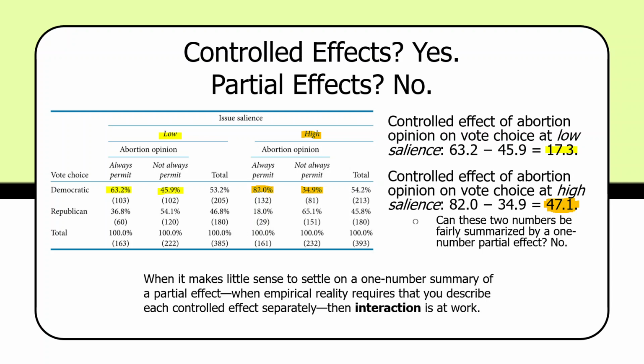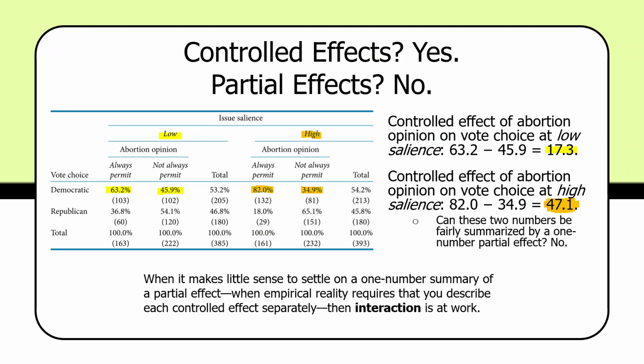Controlled effect of abortion opinion on vote choice at low salience: 63.2 minus 45.9 equals 17.3. That's a healthy relationship. It's certainly significant. But nothing compared to this. The controlled effect of abortion opinion on vote choice at high salience: 82.0 minus 34.9 equals a 47.1 percentage point difference. Question: can these two numbers be fairly summarized by a one-number partial effect? No, they cannot.